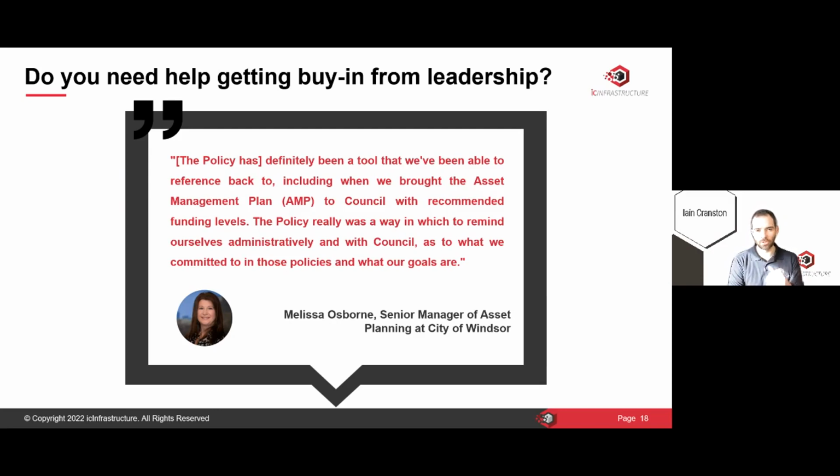So having those principles outlined with how we want to behave as an organisation, when it comes to actually making this stuff happen, we can reflect back in the policy and say, hey, we agreed to these principles for a reason, and this is the result of it. Is we have these asset management plans that are recommending X, Y, and Z funding levels. We've agreed to these principles in our policy, and this is what it's going to take to make these things happen.